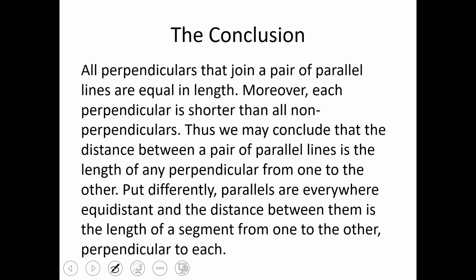So here's what we've really proven then. We've proven that all perpendiculars that join a pair of parallel lines are equal in length. We've also proven that each perpendicular that joins a pair of parallel lines is shorter than any non-perpendicular that joins those lines. Thus, we may conclude that the distance between a pair of parallel lines is the length of any perpendicular from one to the other. Or if you like, this is the way it often gets put, and students often put it this way independently, parallel lines are everywhere equidistant, and the distance between them is the length of a segment from one to the other perpendicular to each.